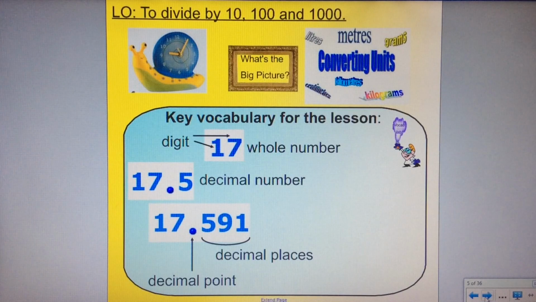Vocabulary, same as yesterday, we are going to be talking about whole numbers like 17, decimal numbers like 17.5, which has a decimal point in the middle of them, and a certain number of decimal places. This example here has 3 decimal places because it's got 3 digits after the decimal point. Remember, a digit is just one of the parts of the number. Okay, so some vocabulary that we used yesterday will be used again today.